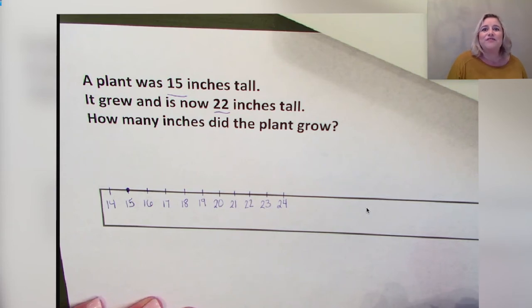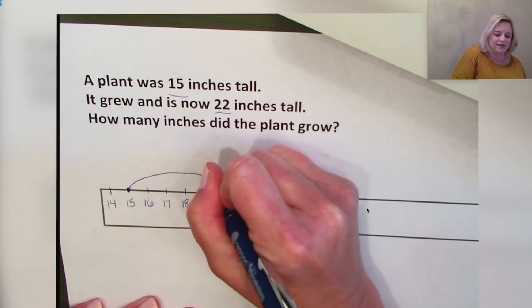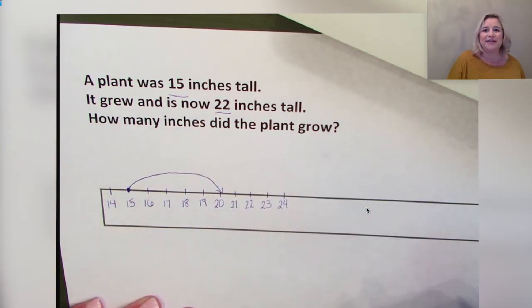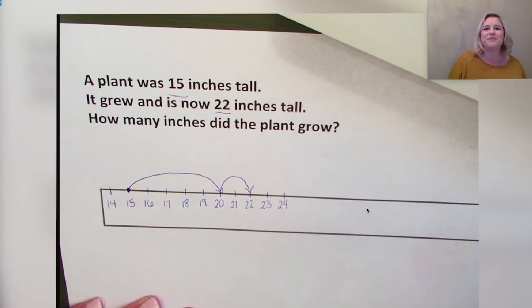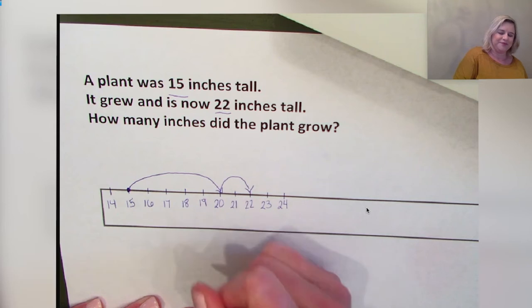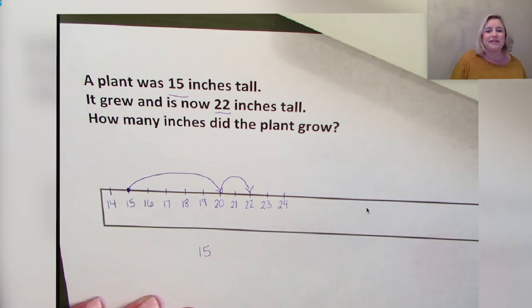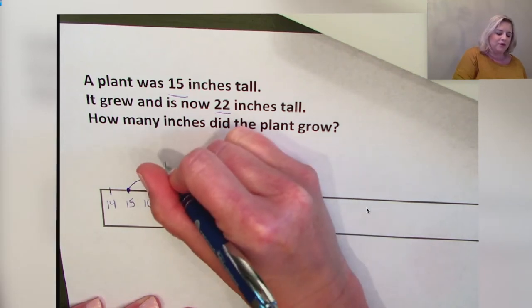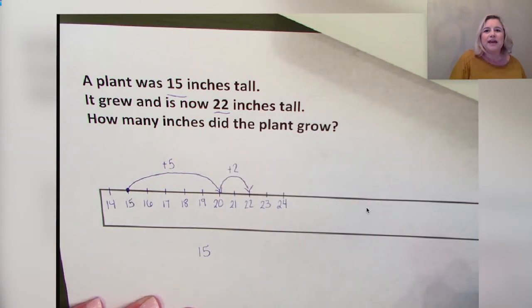Now let's move 5 spaces at once. I'm going to go 15, 5 spaces to 20. Then I'm going to jump 2 more spaces. Please write this equation with me. We started with 15, and how many spaces did we jump? We did plus 5 and plus 2. And we know 5 plus 2 is 7.